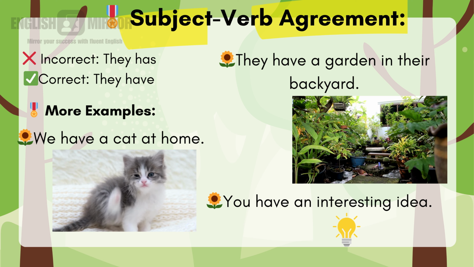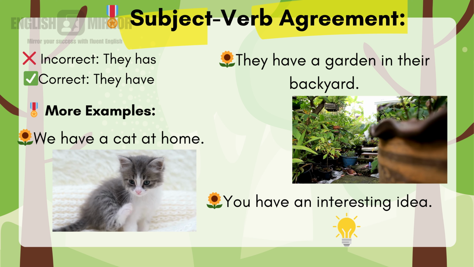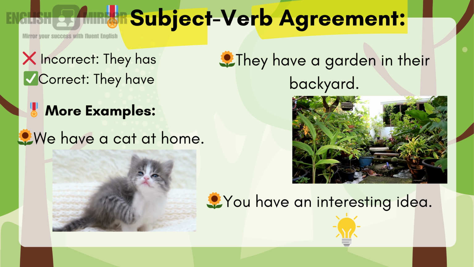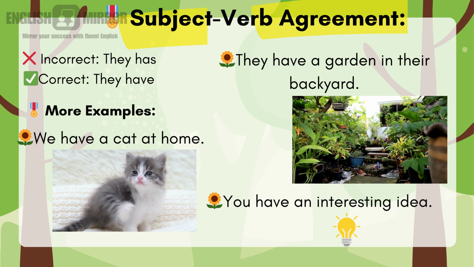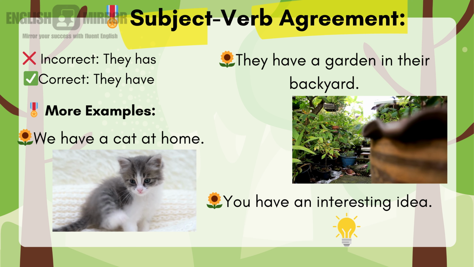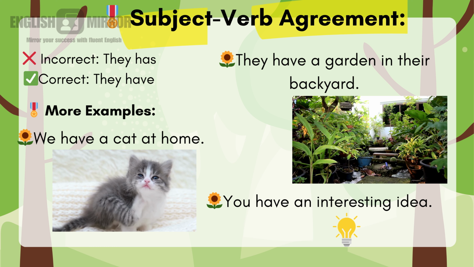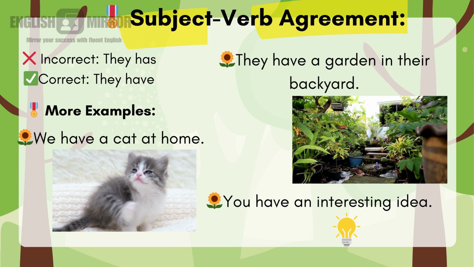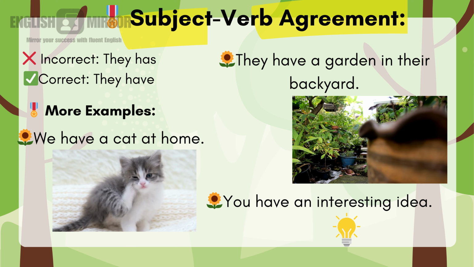We learned that with I, you, we, all those, we used have. Likewise with they also, we use have only. At the same time, we can tell the correct sentence. They have a pen, they have a car, they have a bicycle, they have a villa. Like that we can tell. And a few more examples are given here. We have a cat at home. We is plural, so the verb should also be plural. Have is the verb there, and subject and verb are agreed there. Next one, they have a garden.